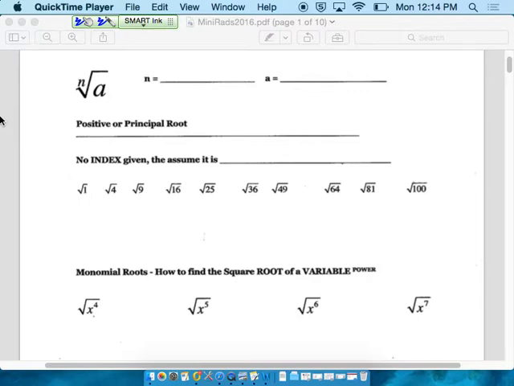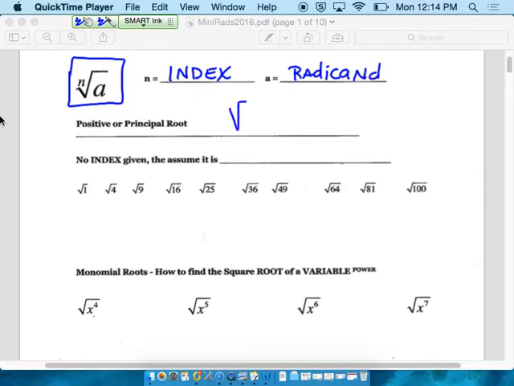This video will serve as an introduction to radicals. So here's your basic generic layout. The n is called the index. a is called the radicand. And the symbol itself is just called a radical.